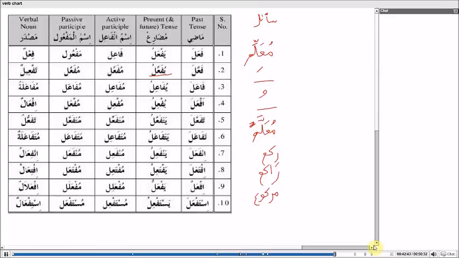Not with that hamza there. Man, I'm trying to erase and I'm doing all kinds of other stuff. Sa'ala. Sa'il. The questioner. Mas'ul. Something which will be asked about. Mas'ul. The one who is being questioned. Mas'ul. The object of the questioning is the mas'ul.